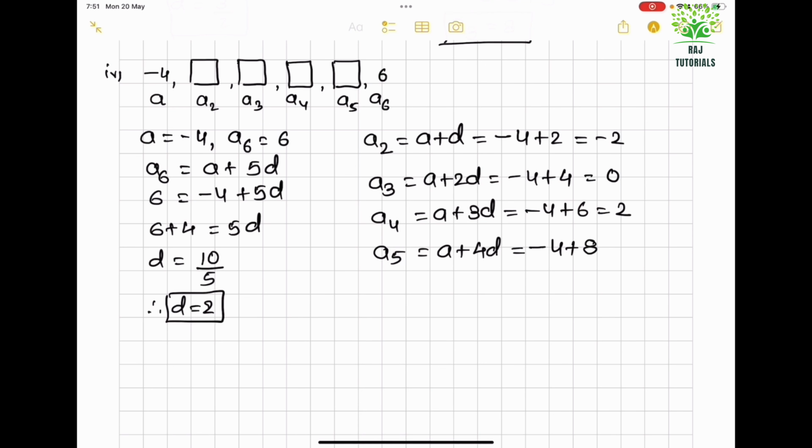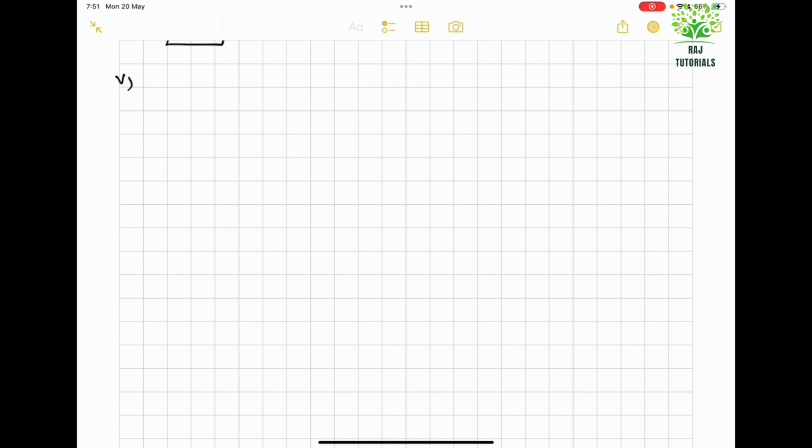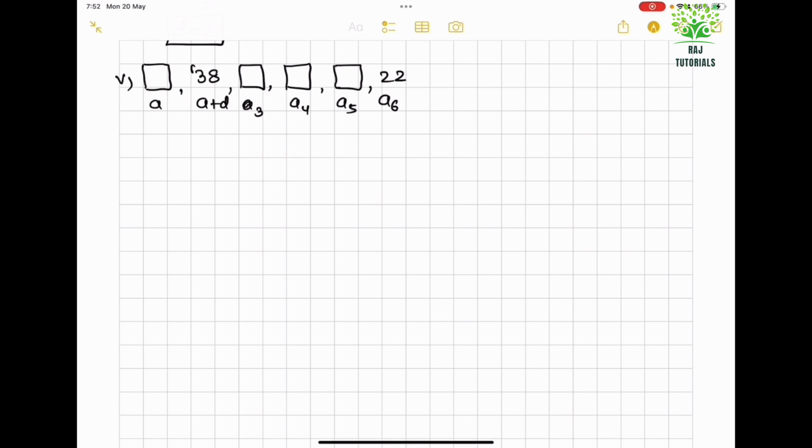Minus 4 plus 4 twos are 8. So 4, and then I got 6. So I have got all the terms. Then it says 22. So A I don't know. A plus D I know. That is A2, I know. A3 I don't know. A4 I don't know. A5 I don't know. A6 I know.